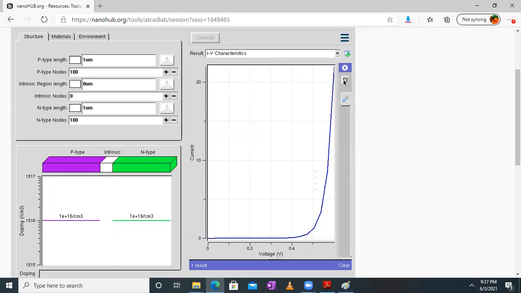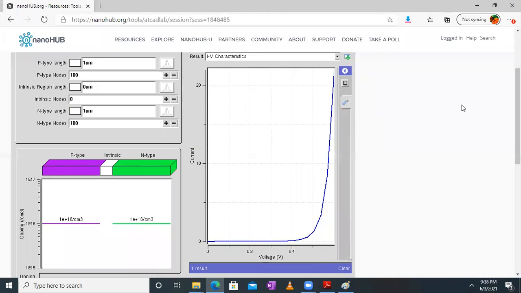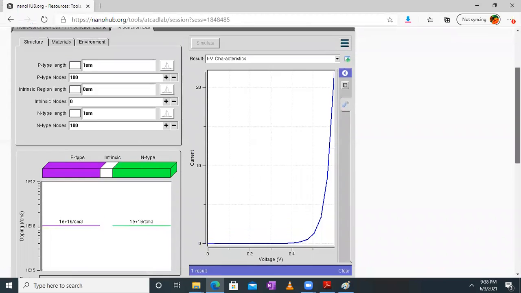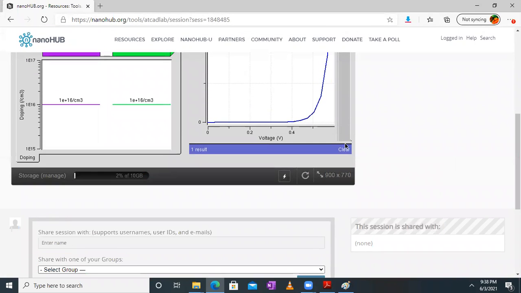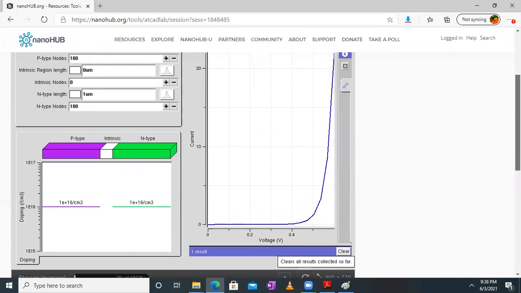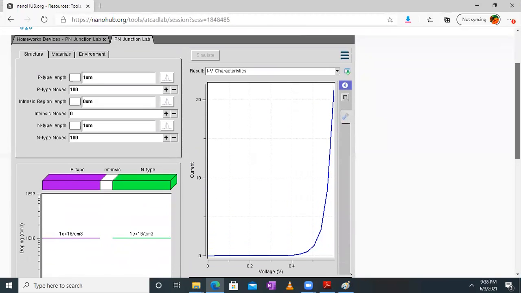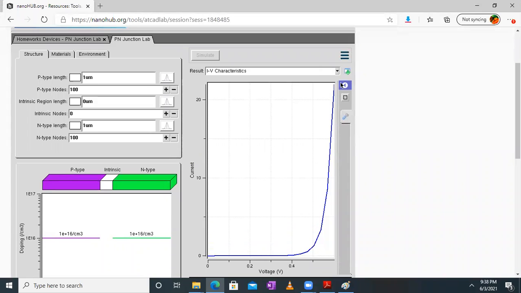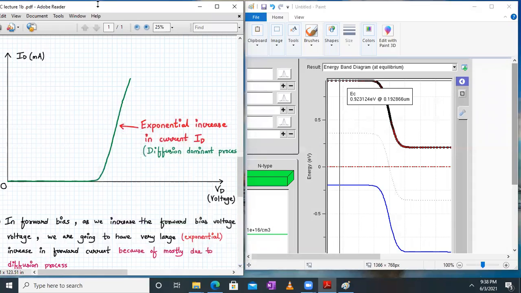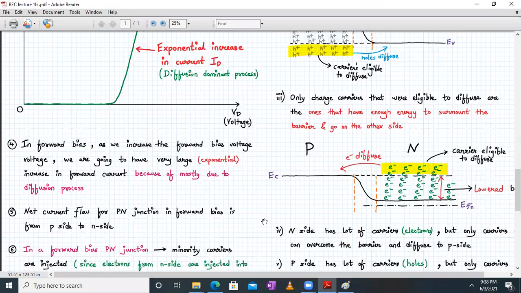Let me see if I have an option to view the larger plot. Let me try once. No, I guess we don't have that option over here. Anyways, in a PN junction, with the increase in the applied forward bias, we will get an exponential increase in the current. In this case, it is current density. Fine. So it is resembling what we have discussed in the conceptual theory.